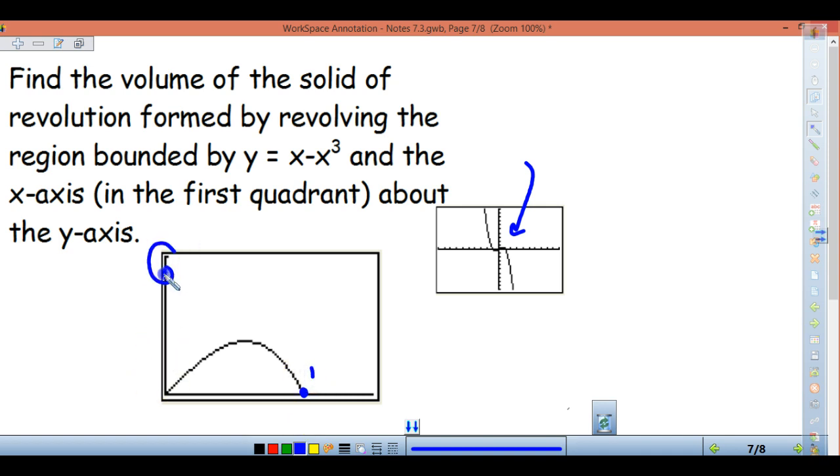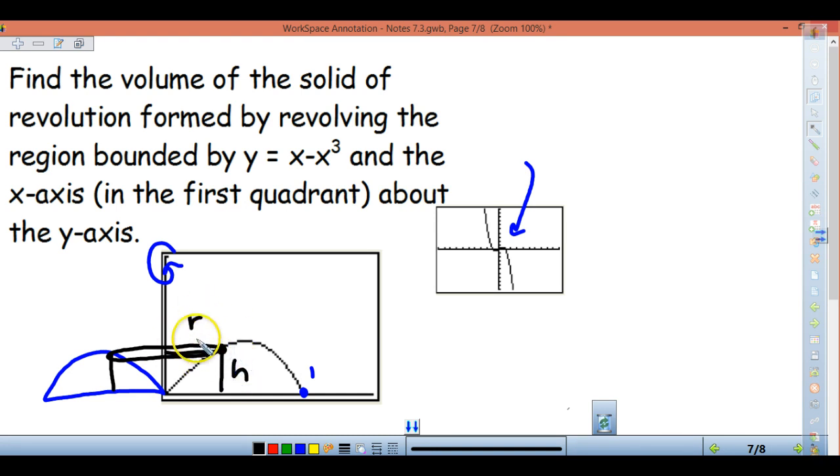So when we revolve that around the y-axis, there will be a symmetrical portion over there. I would recommend drawing in a representative shell, which may help you to more easily identify the shell radius and height. Since I'm revolving around a vertical line, the y-axis, this is a dx problem, so the thickness of each shell is an x thickness. Here's the radius and here's the height.